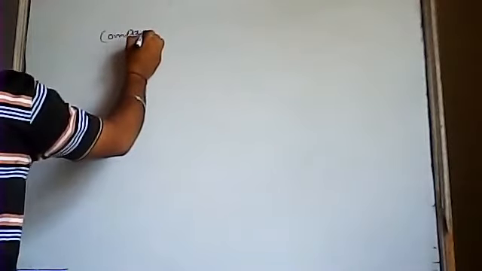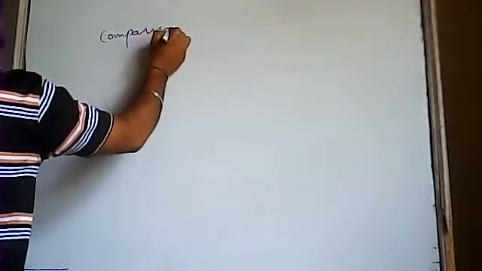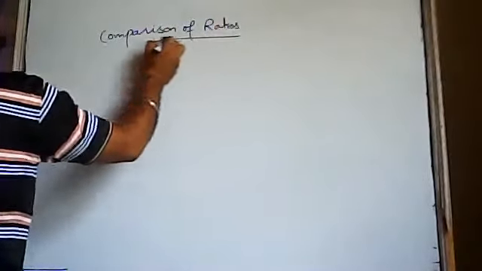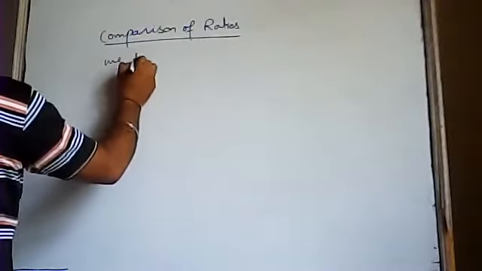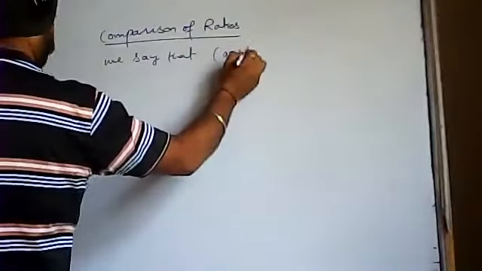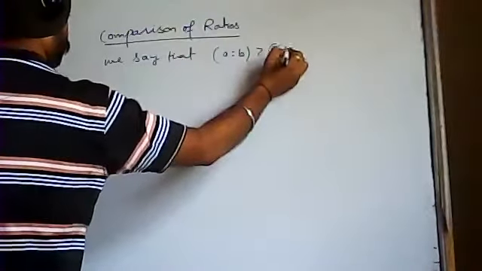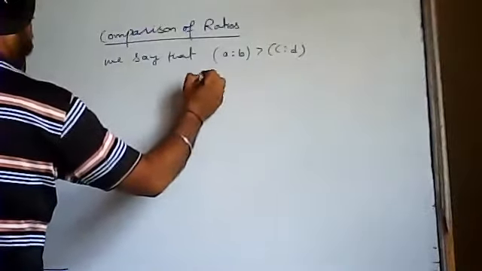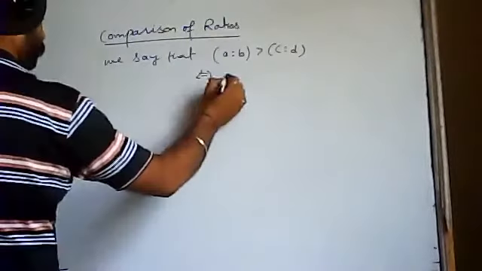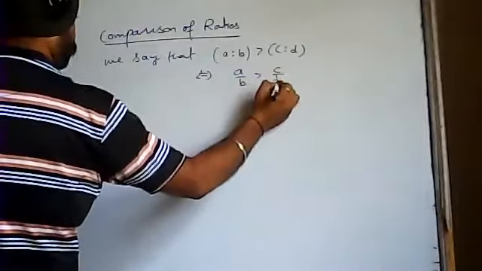Right now, next, comparison of ratios. We say that A is to B greater than C is to D if and only if A over B is greater than C over D.